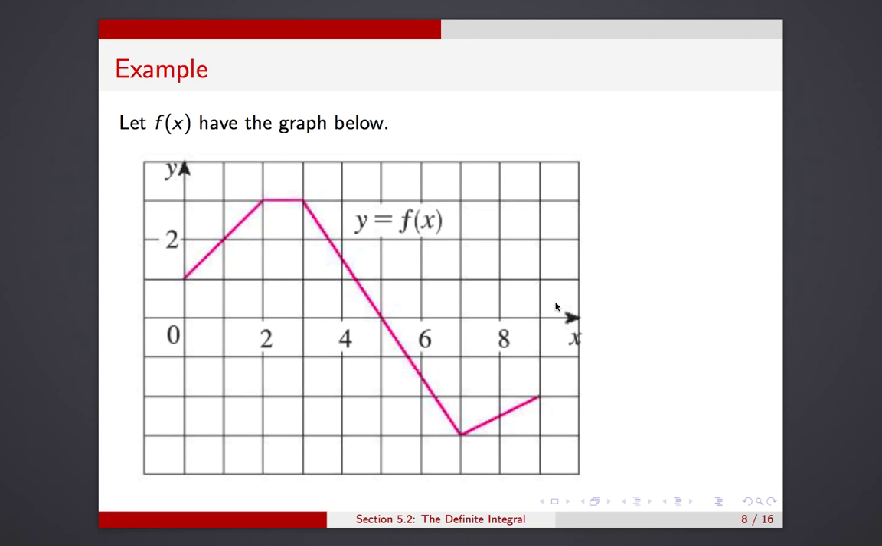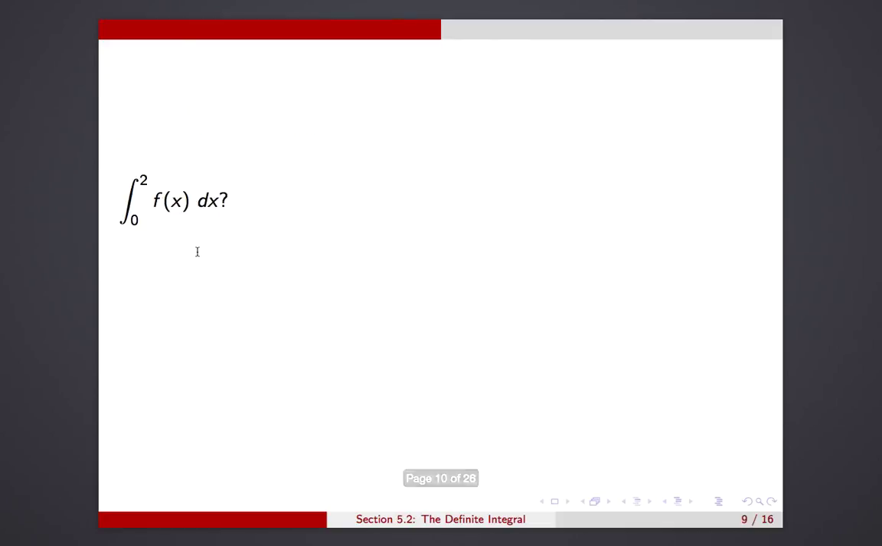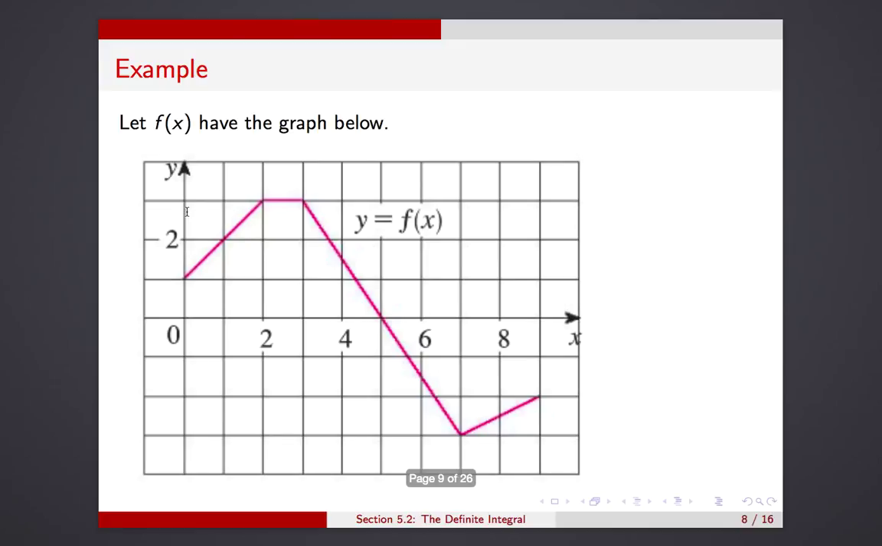Let's move on to a different example. Let's suppose f has this graph here, a sort of jagged shape. Let's think about several different integrals. First, let's think about the integral from 0 to 2 of f. What would that be? Well, let's go back up here. From 0 to 2 means that on the x-axis, we're going from 0 to 2. This is where our attention is right now.